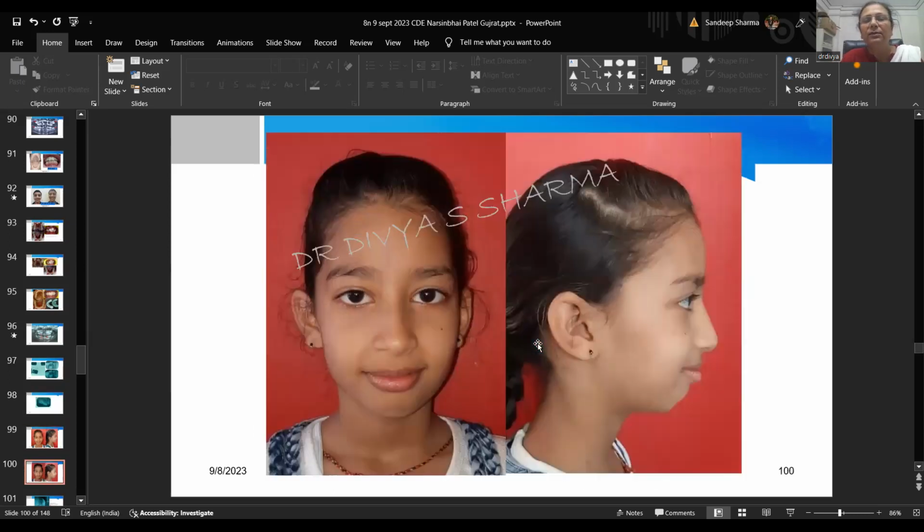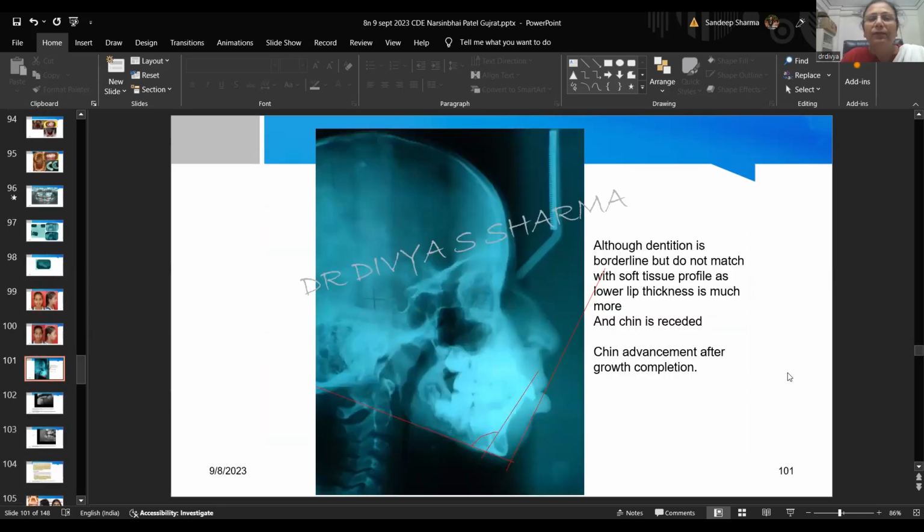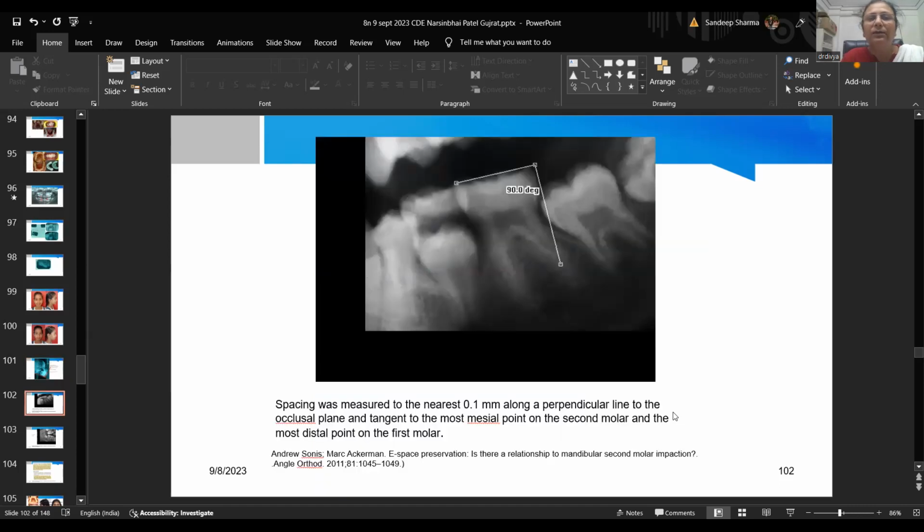Patient has a good smile, but has a receded chin, and it was planned by the oral surgeon to go for the rhinoplasty. Then the patient will have a good maxillomandibular profile. Tooth dimension and everything is good. This is a receded chin only. So chin advancement after the growth completion will be done.